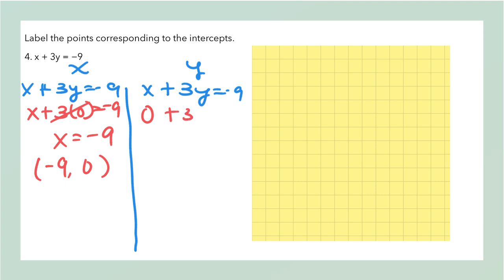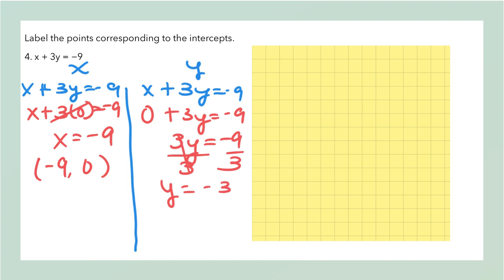Then for the y-intercept, we let x equal 0. x plus 3y equals -9, so we're left with 3y equals -9. I'm going to divide by 3 on both sides. y equals -3. My ordered pair is going to be 0, -3.